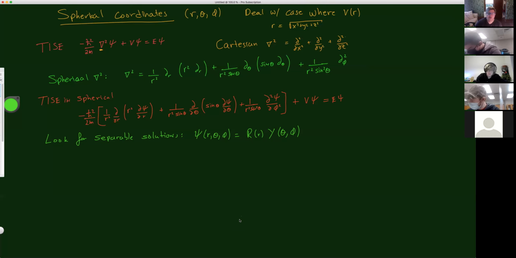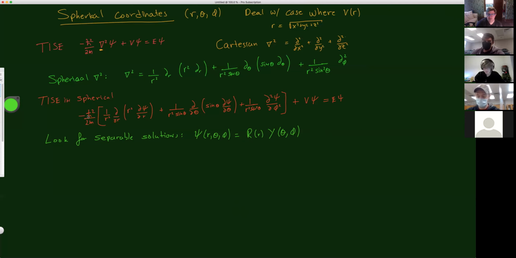Okay, so that is what we're going to look for. So we're not separating into 3 different functions yet. We're actually going to do this in steps. So the first thing is the r, separating into a function that's only a function of the distance r, right? And then times a function that's only a function of the angles theta and phi. Okay, so let's do it.